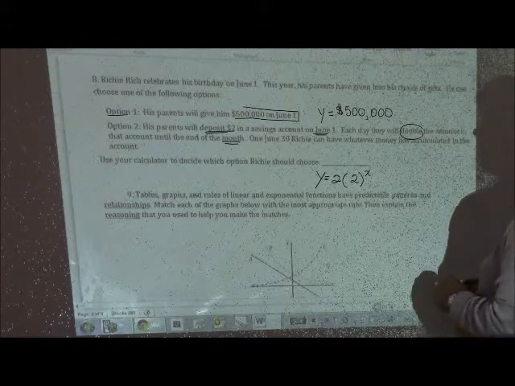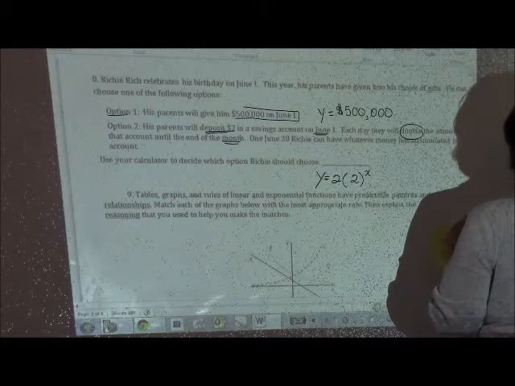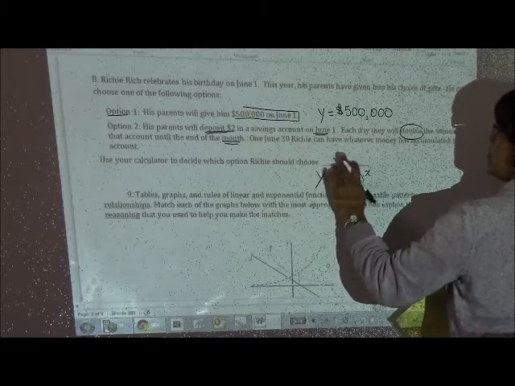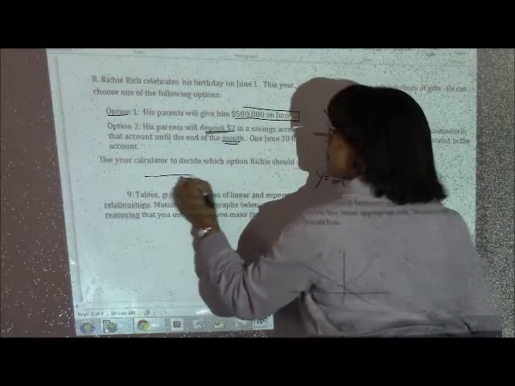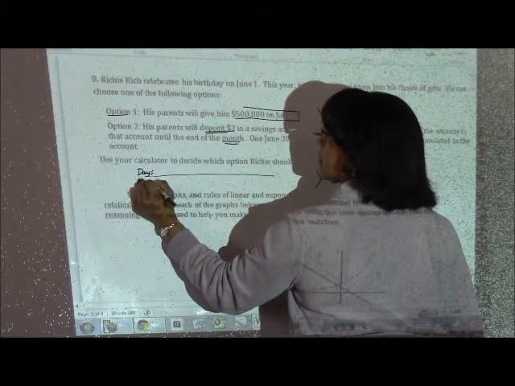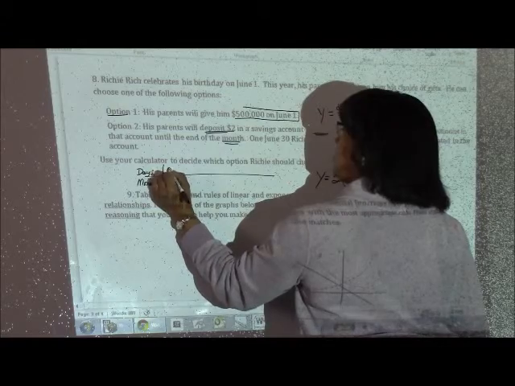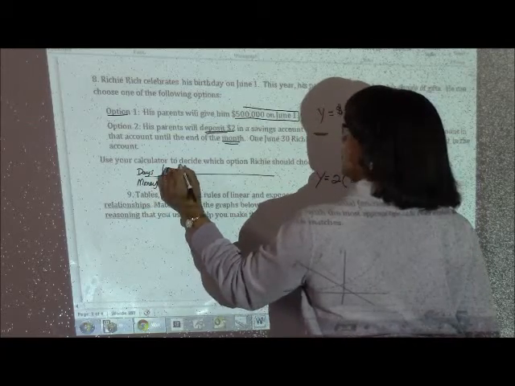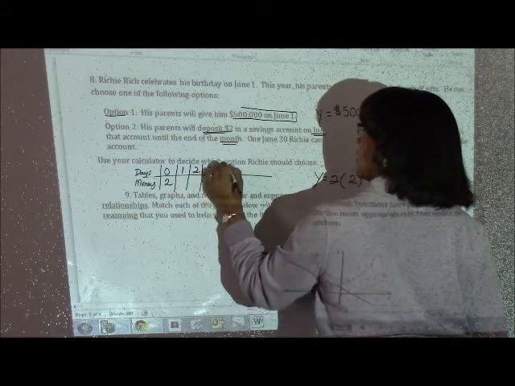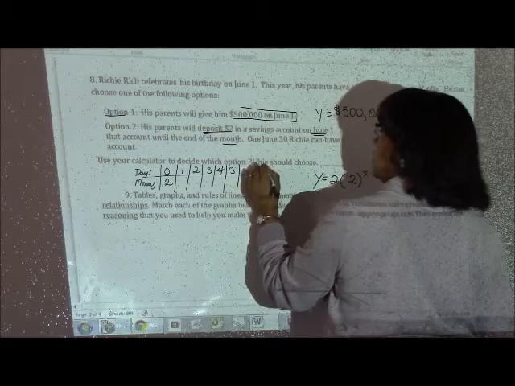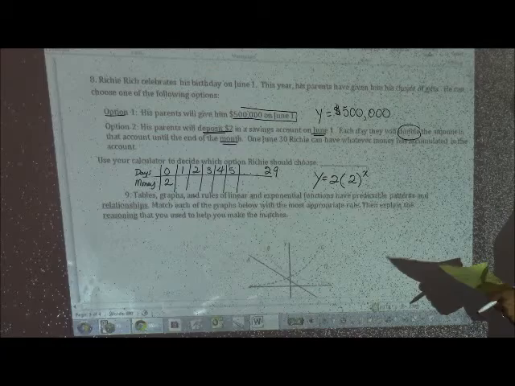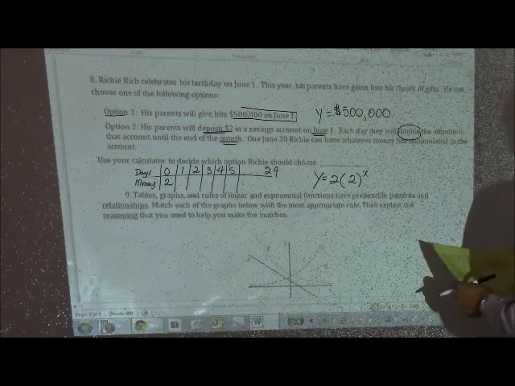On day 0, he has nothing, initially, yes. Day 0, he has 2. So let me make a little table for you. So on day 0, they're going to put $2 in to begin with. And then you have all the other days of June until you get 29 days later, okay? Because there are 30 days total. So 29 days later, you're going to use 29 as your x.